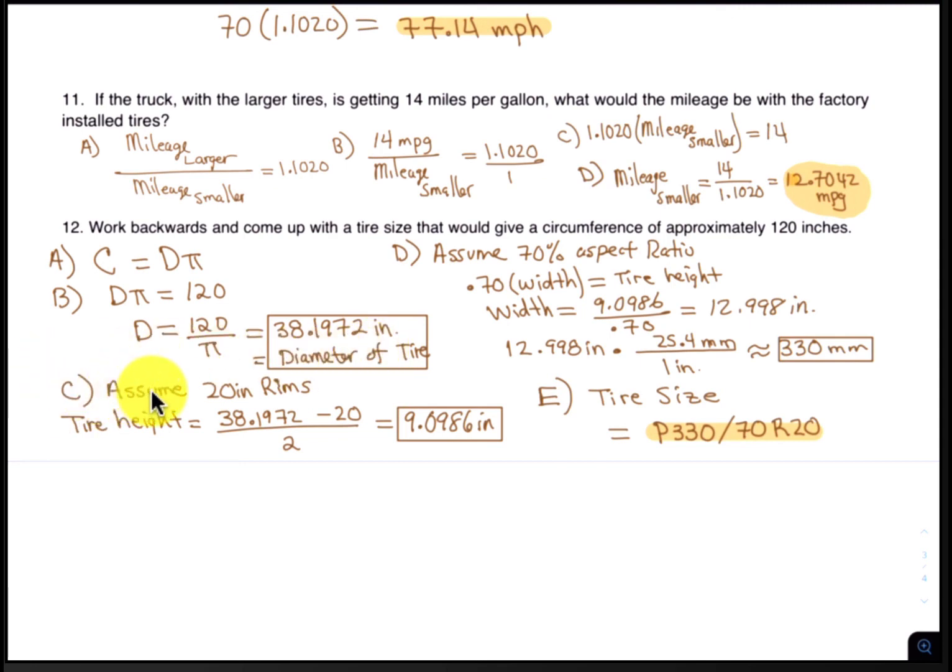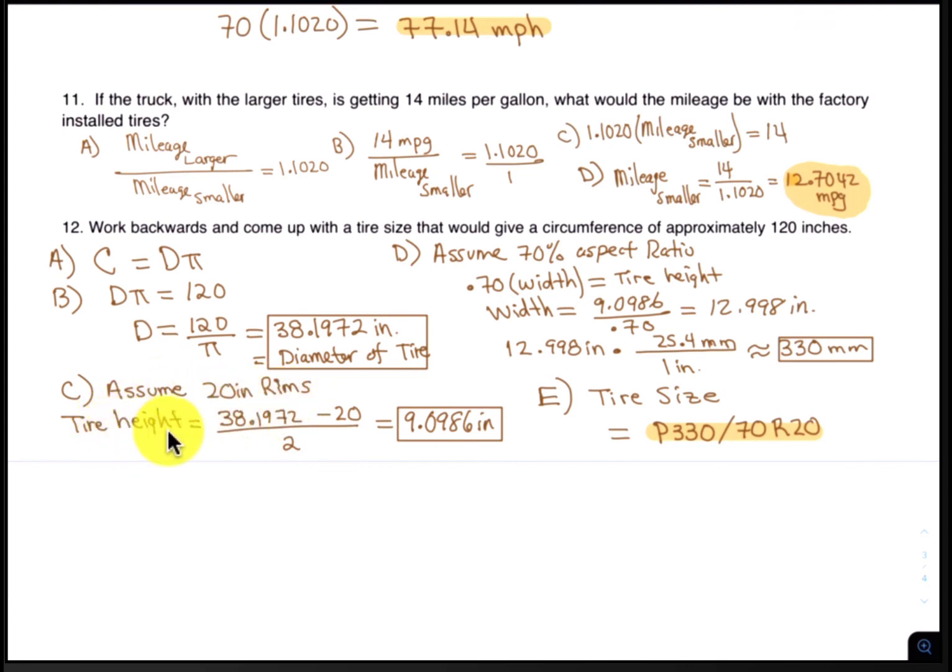Part C, we had to make some assumptions. So we're going to assume that we have 20-inch rims. Now that assumption could be different. You could assume that you only have 18-inch rims or 17-inch rims. That doesn't matter. But you have to decide what size rims you have so that you can move forward. All right, so we're assuming 20-inch rims.